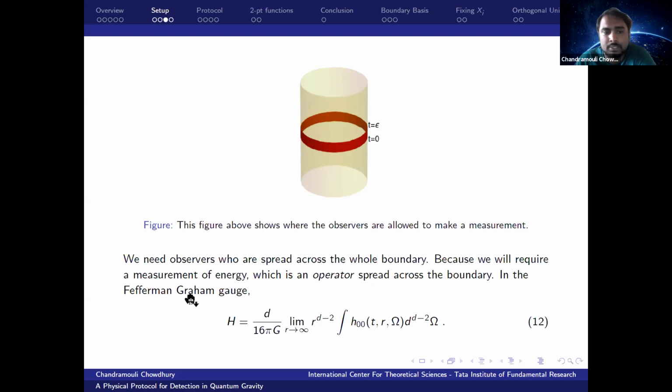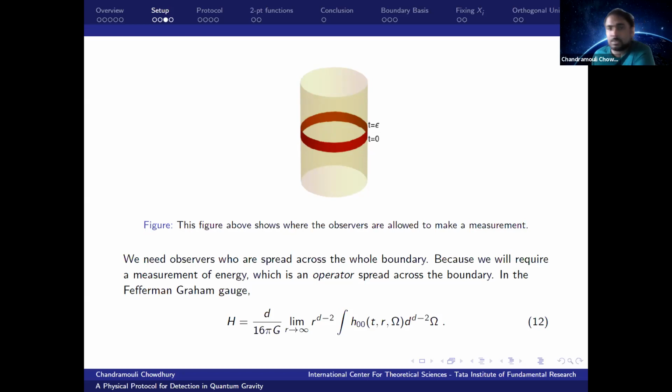So in this particular gauge called the Pfeffer-Graham gauge, where you set some fluctuations of the R component, h_{Rμ}, to 0, you can show that the Hamiltonian of the theory takes this particular form. H00 is just the metric fluctuation along the 0,0 direction. Because this is integrated over the whole solid angle, you would need observers spread across the whole solid angle to get a complete measurement of energy.